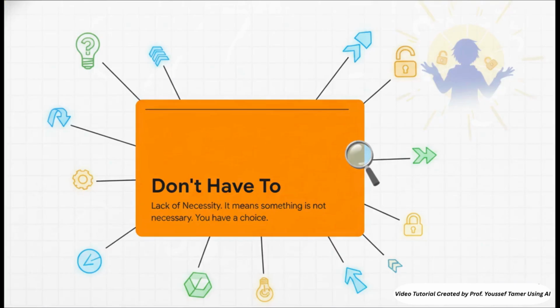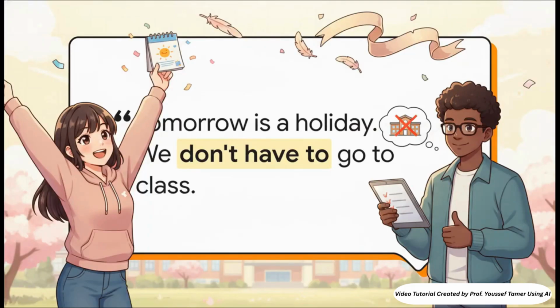So here's the deal. "Don't have to" just means there's a lack of necessity. Something isn't required. And the most important word to lock in your brain for this one is choice. You have a choice. For example, take a look at this. "Tomorrow is a holiday. We don't have to go to class." Now, does that mean you're banned from the school? Of course not. It just means you're not obligated to go. The requirement is gone. So, you have the freedom to choose what you do.